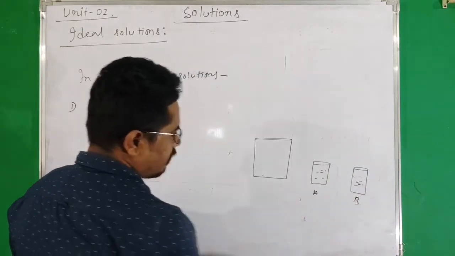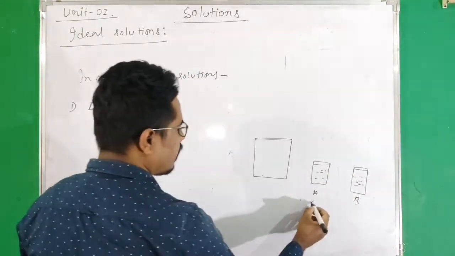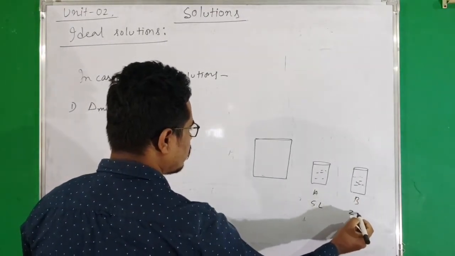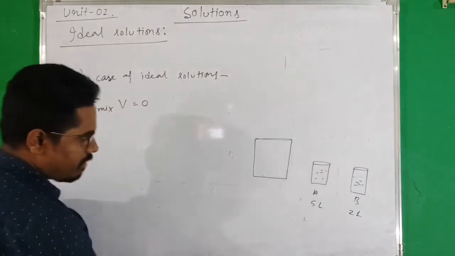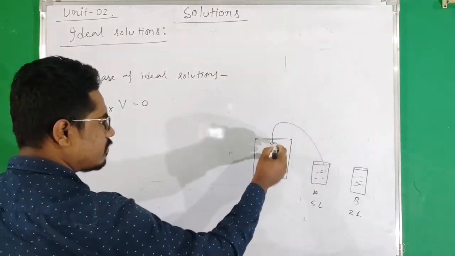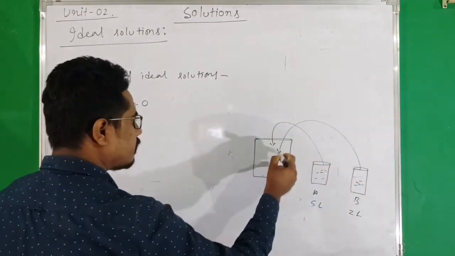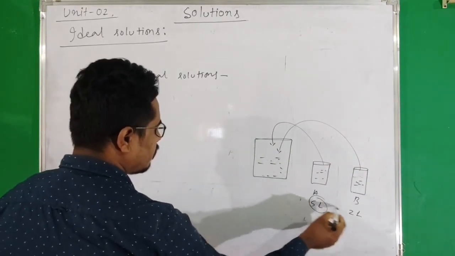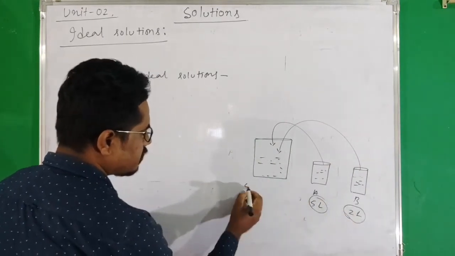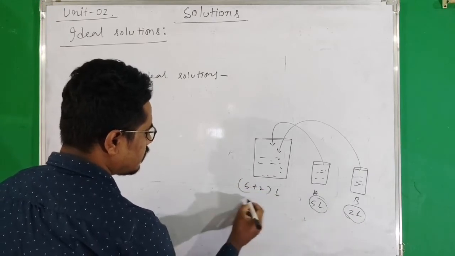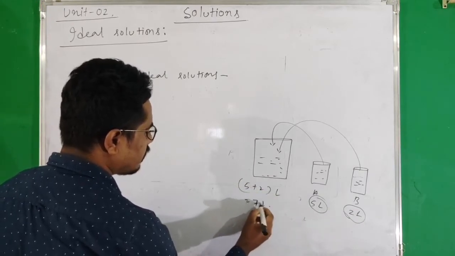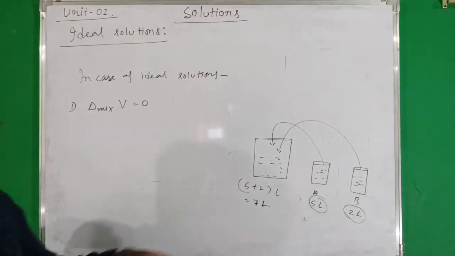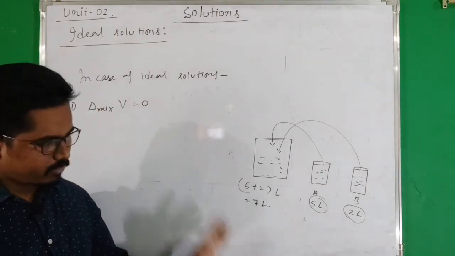Okay. The volume of A is suppose 5 liters and the volume of B is suppose 2 liters. When we add them to prepare the solution, the resultant volume will always be the sum of these two volumes, that means 5 plus 2 liters equals 7 liters. So in case of an ideal solution, there is no increase or decrease in volume, okay.